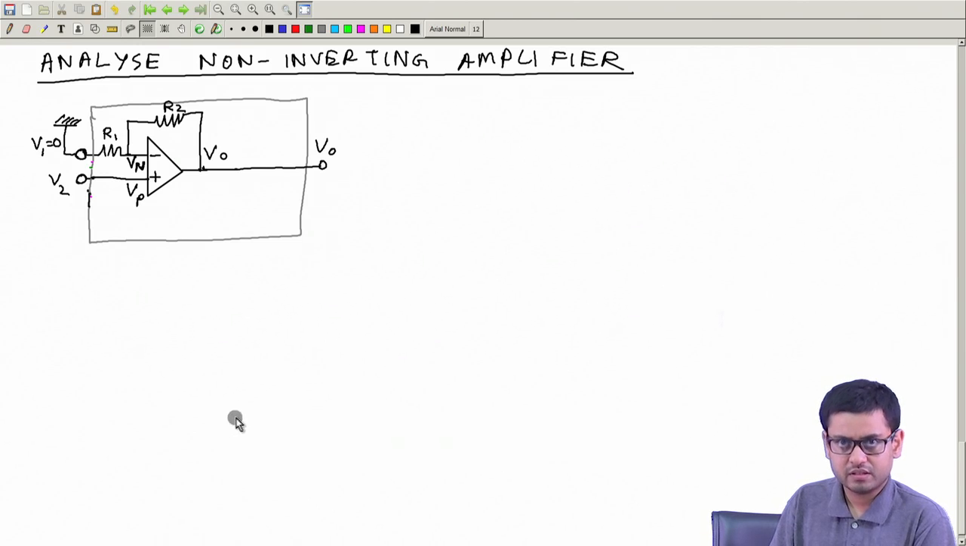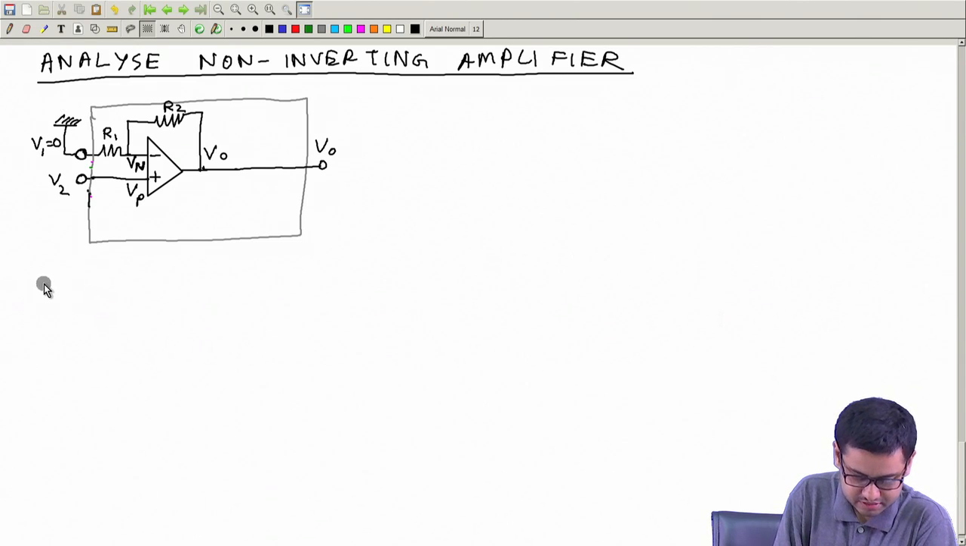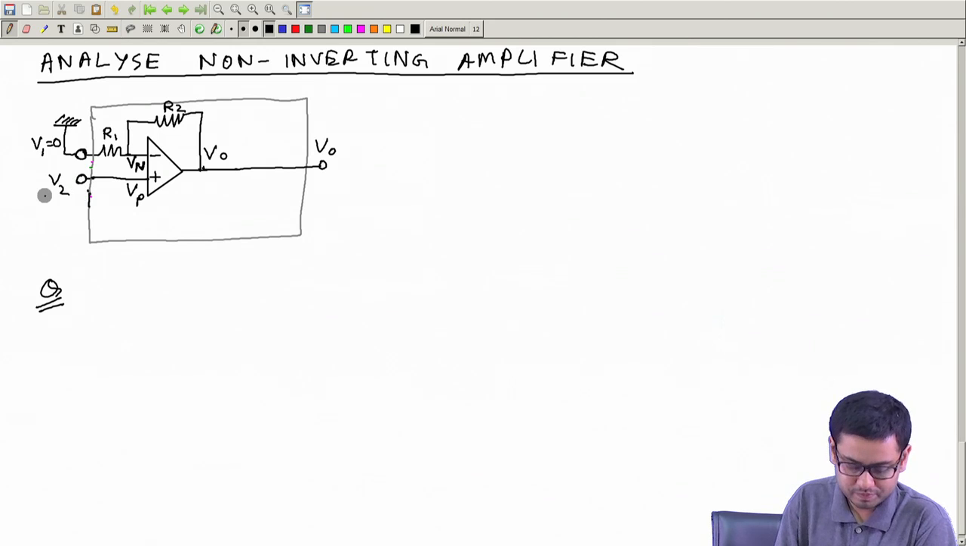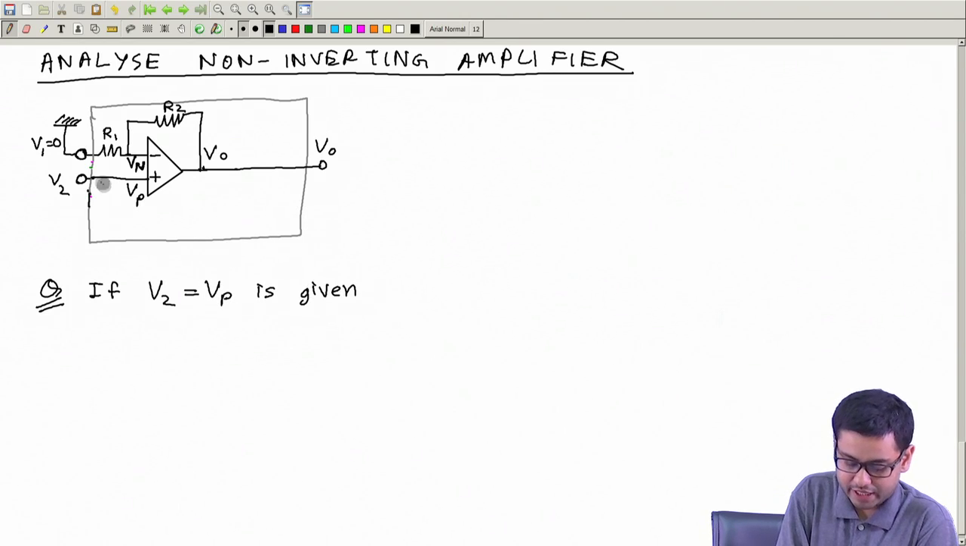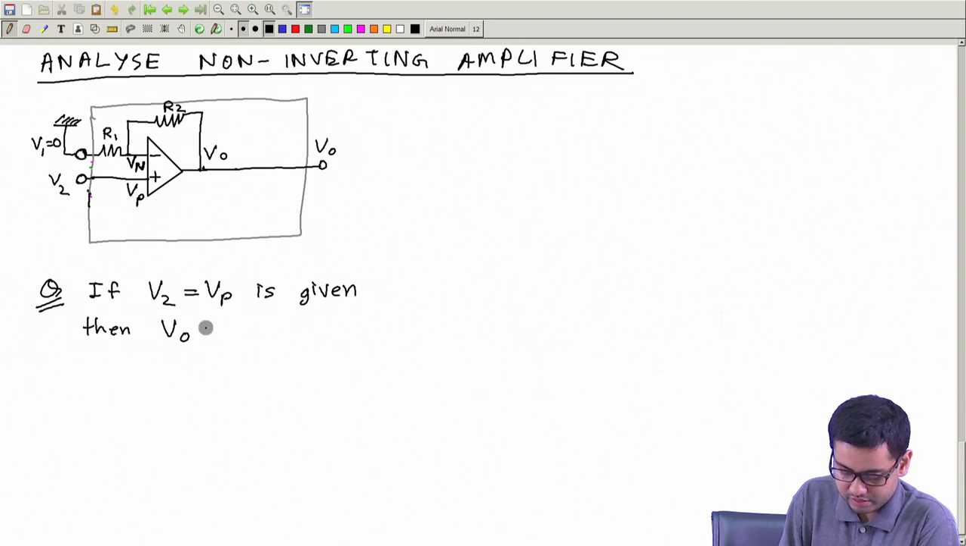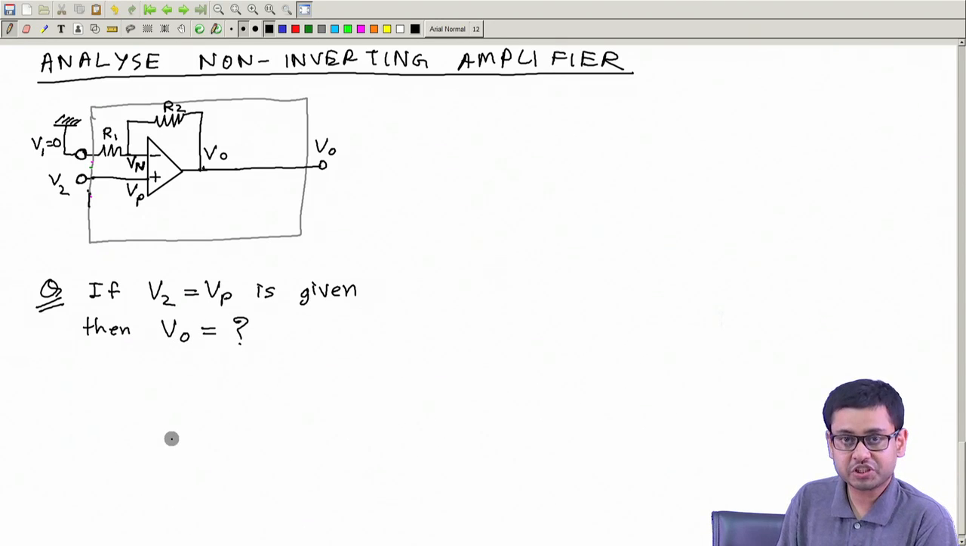Now the question is, if I tell you the value of say V2, which is same as Vp, because they are directly connected, if V2 which is same as Vp is given, I tell you that Vp is 5 volt, Vp is minus 2 volt, whatever, then Vo, that is output, is how much? So this is the question we are going to find.